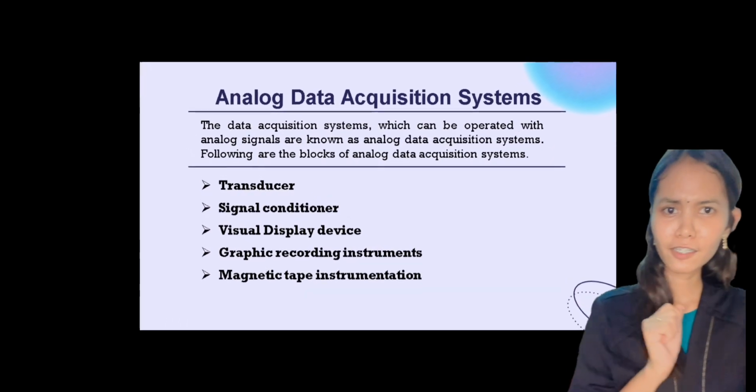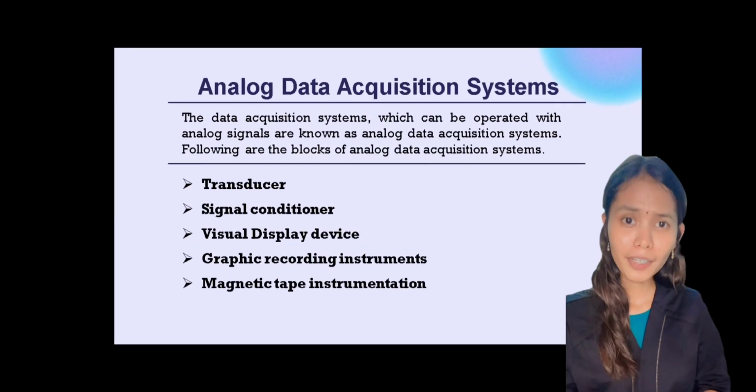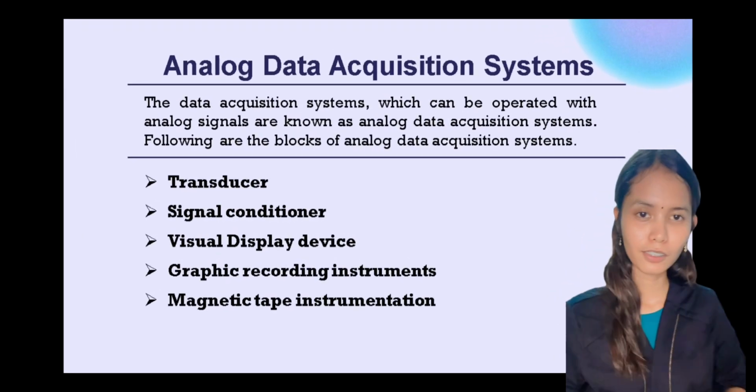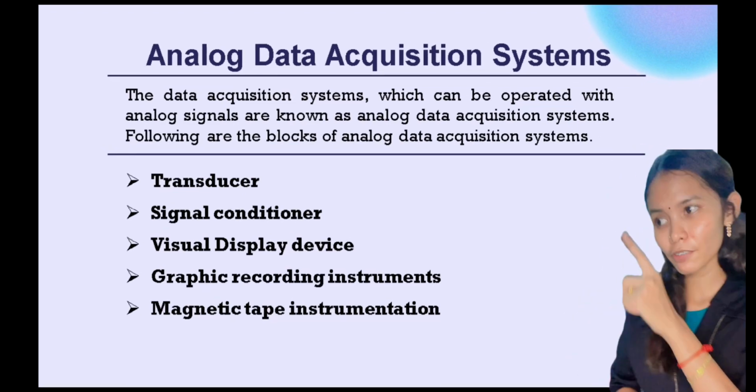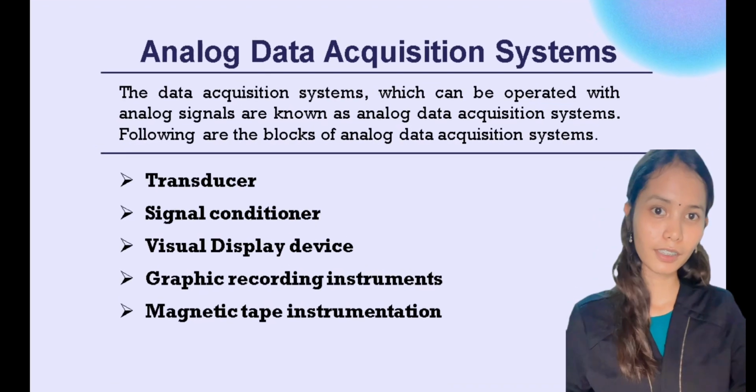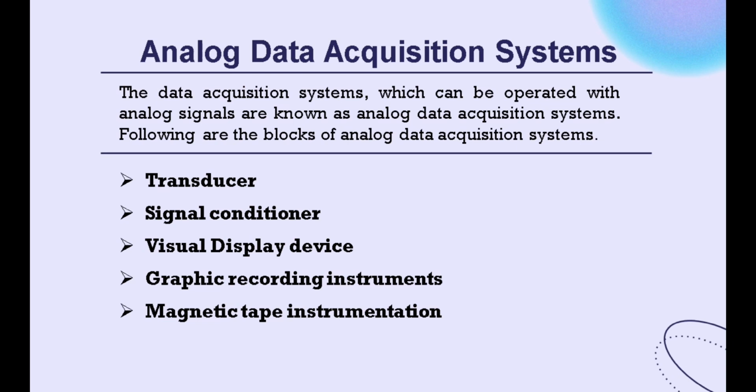The data acquisition system that can be operated with analog signals is known as an analog data acquisition system. The following is the block diagram for an analog data acquisition system. Firstly is the transducer, second is the signal conditioner, third is the visual display device, fourth is the graphic recording instrument, and last is the magnetic tape instrumentation.